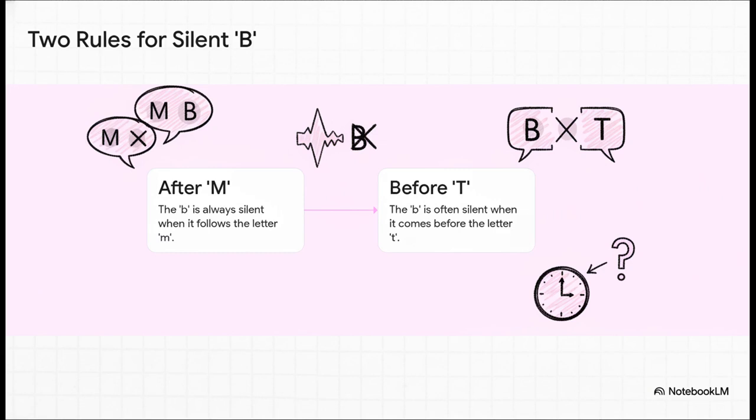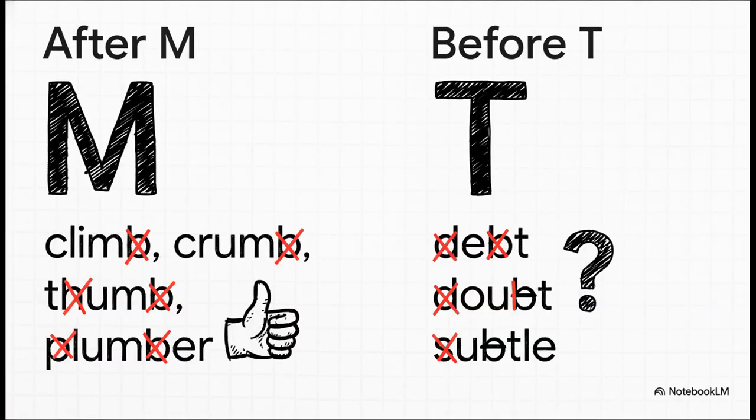All right, next is B, and I've got two awesome rules for you here. And seriously, these are lifesavers. Rule number 1, B is always silent after the letter M. Always. And rule number 2, it's usually silent right before the letter T. Let's put that into practice.